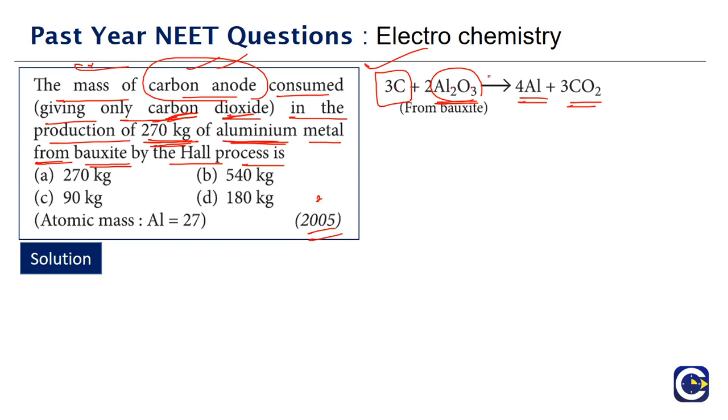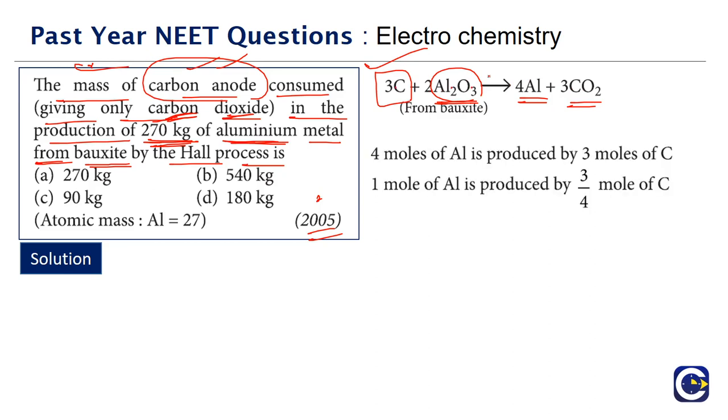Now when you look at this equation, what do we see? If we have to produce 4 moles of aluminum, we will require 3 moles of carbon. So 4 moles of aluminum will require 3 moles of carbon. Means if you want to produce 1 mole of aluminum, we divide both sides by 4, and we will require 3 by 4 moles of carbon. 4 moles of aluminum requires 3 moles of carbon, so 1 mole of aluminum requires 3 by 4 moles of carbon.